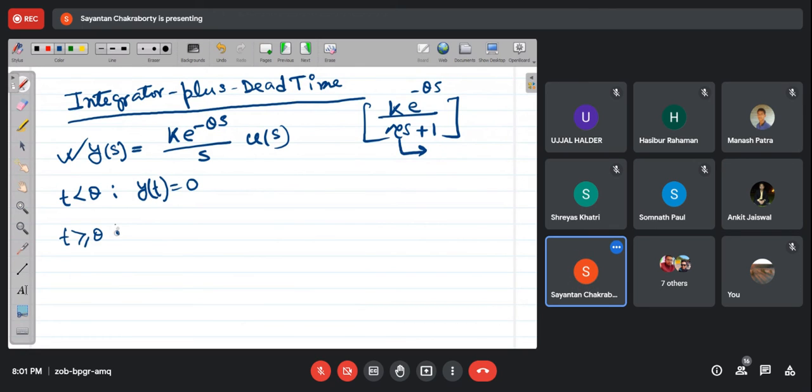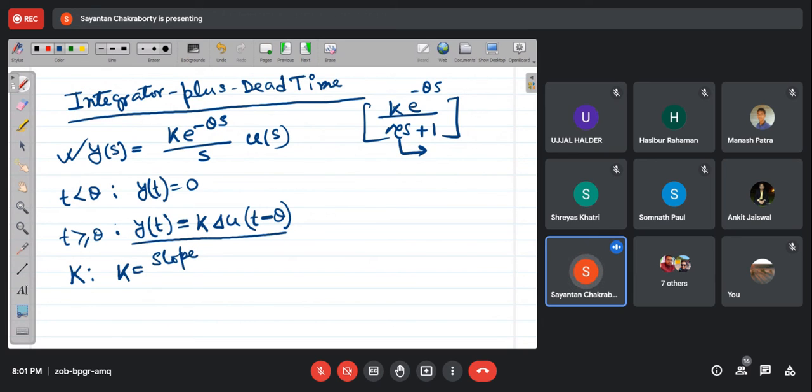And for t greater than or equal to theta, the y(t) will be equal to... Now this gain K can be obtained from the slope, because K is equal to the slope, a simple straight line, divided by delta u. Then the time delay is identified from the time it takes to change the output from its zero value after the input change has occurred.